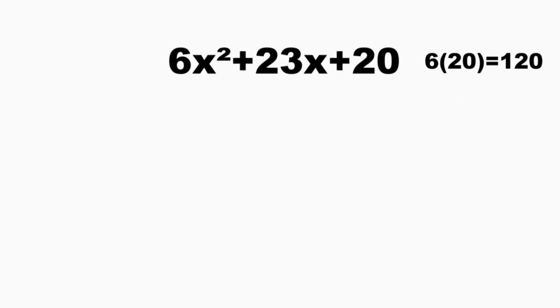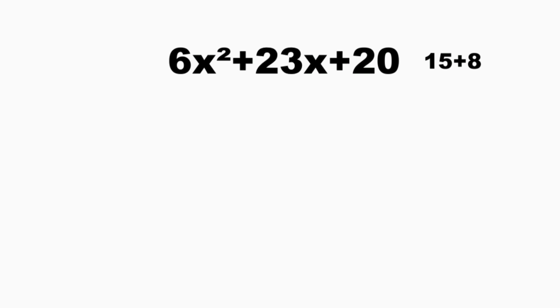In this case, 15 and 8. 15 times 8 is 120, and if you add 15 plus 8, it's 23, and this is the middle term, 23. So we have to separate 23 into 15 and 8. Copy the first term and the last term, but we have to separate the middle term.